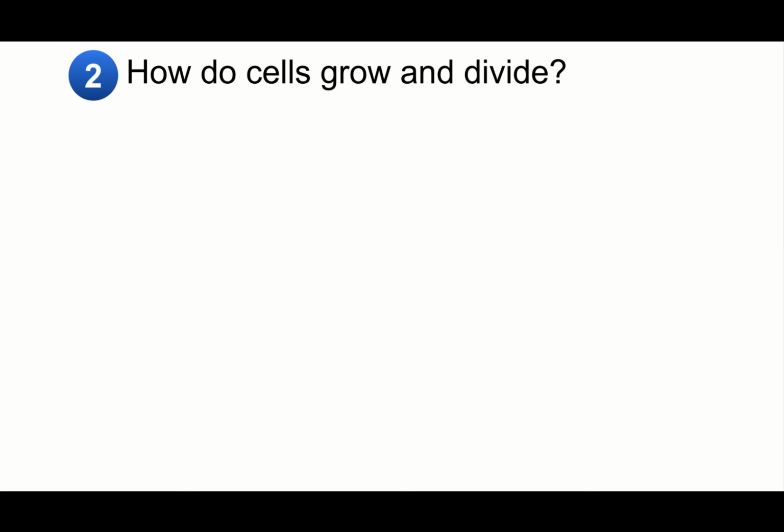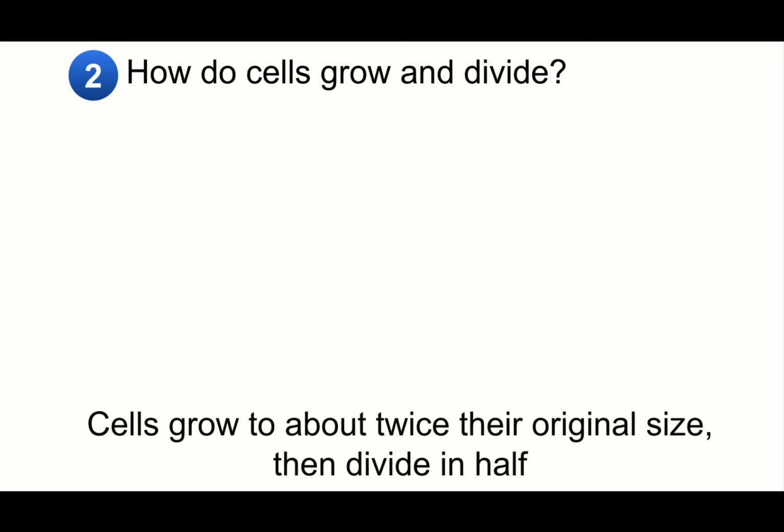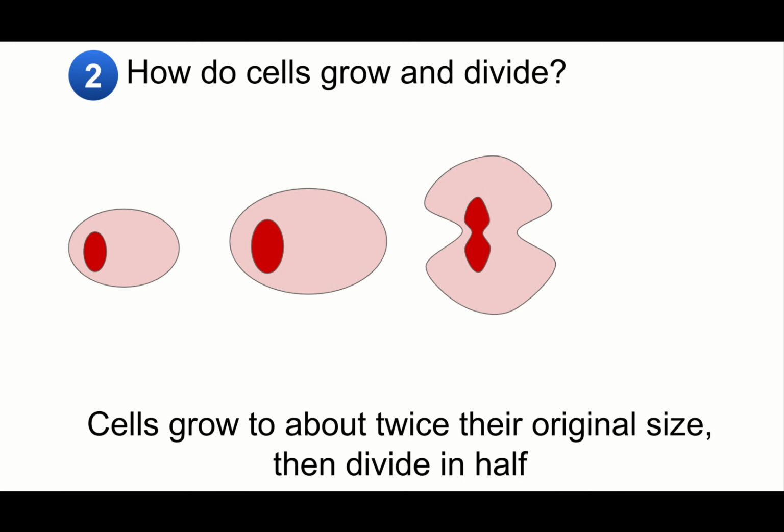So question 2, how do cells grow and divide? Cells grow to about twice their original size and then divide in half. And let me show you what I mean. Here's a cell. This is a typical human cell. It looks nice and squishy. It's got a nucleus. It's going to grow to about twice its original size, and then it will divide in half. And notice it kind of pinches itself in and splits into two cells.